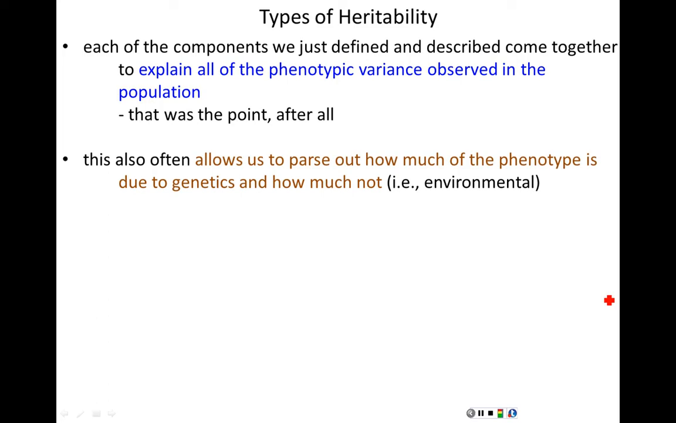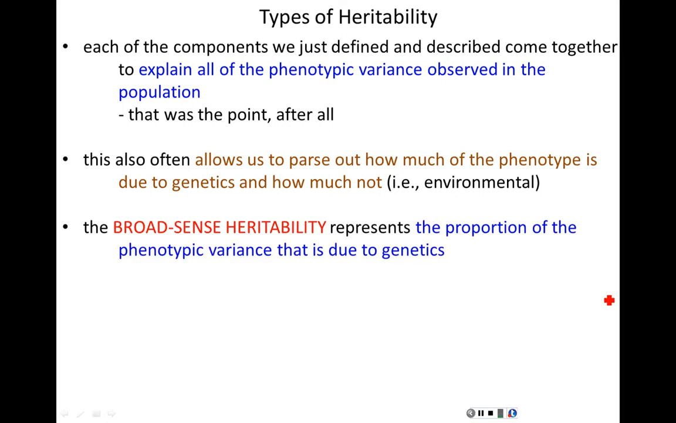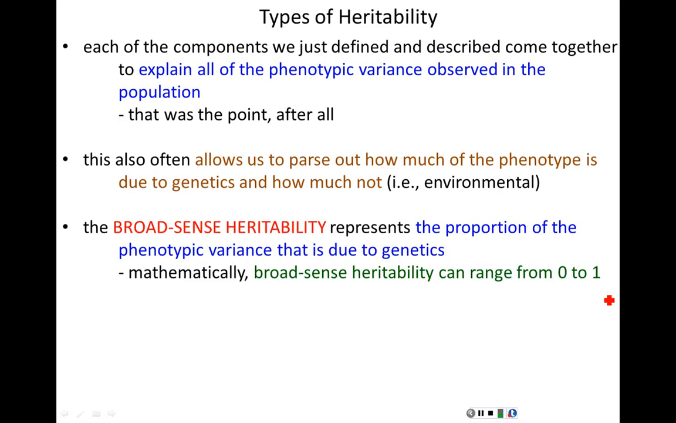This also often allows us to separate, dissect, parse out how much of a phenotype is due to genetics, obviously, and how much is due to something else, and by something else we usually mean the environment. The idea of a broad sense heritability represents the proportion of the phenotypic variance that's due to genetics. Mathematically, a broad sense heritability can be measured using statistics, which we will not do. It can be calculated, and it can range from 0 to 1.